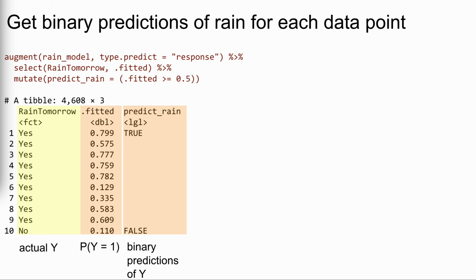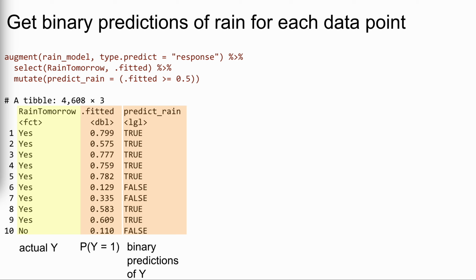Let's check out the results for just 2 of our data points, the first and the last. For the first data point, the probability of rain was 0.799. And since this falls above the 0.5 threshold, we'll predict rain, true. For the 10th data point here, the probability of rain was only 0.11, and since this falls below the 0.5 threshold, we predict it won't rain, false. We can similarly plug in true-false binary rain predictions for each data point.